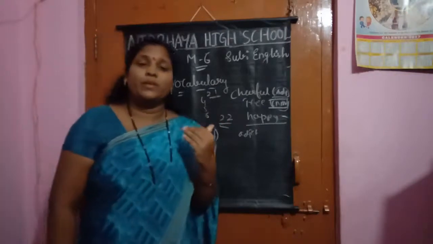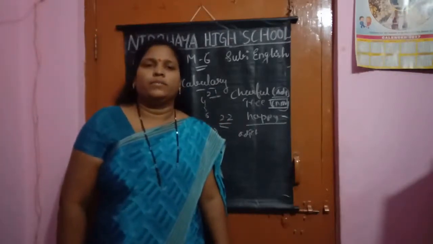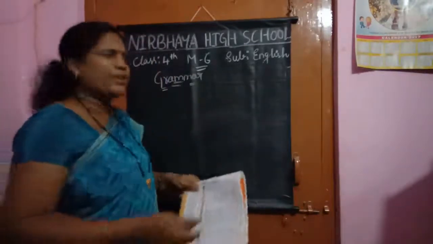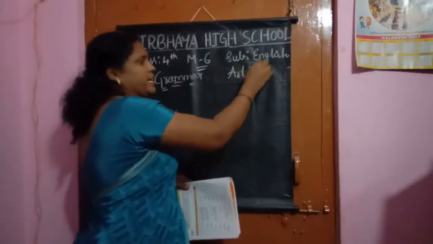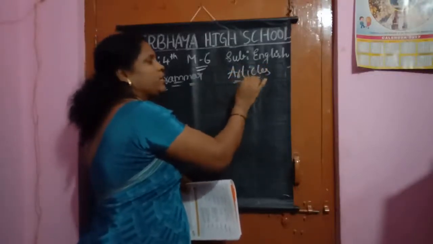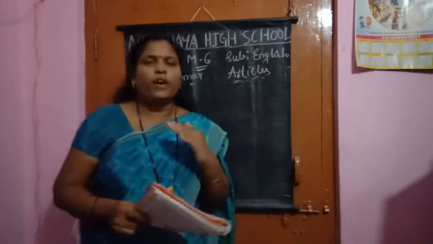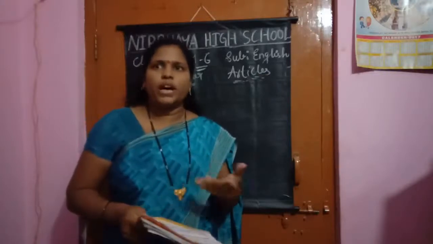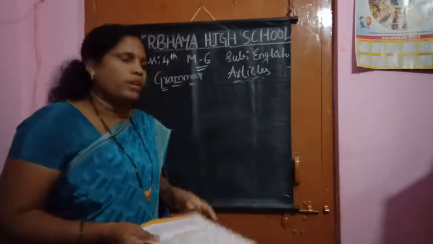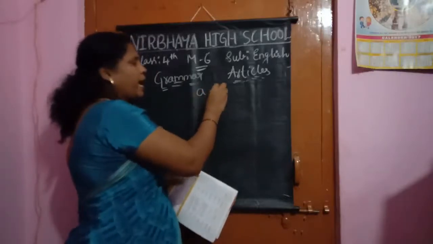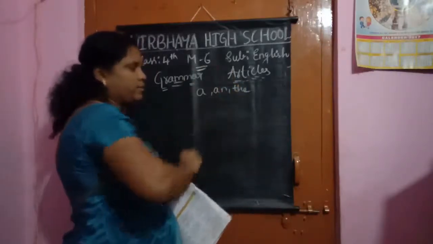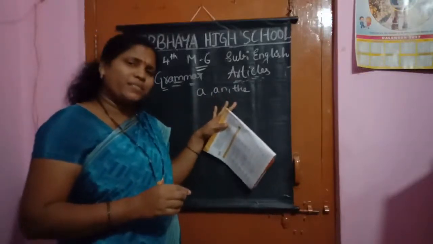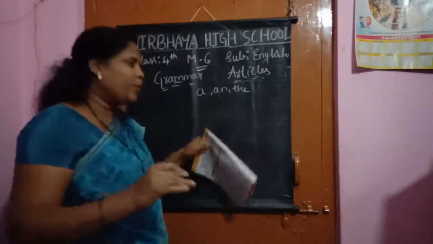Okay. Now we are going to learn about the grammar part. Yes, children. In the grammar part, what is the topic? Today's topic is articles. In your last classes, in your third class, you have learned. Before, I'm explaining again now. First, I will introduce articles. What are the articles? Tell me, children. Yes, very good. A and the are articles. Before going into the articles, we want to know how we will use these articles. So I'm teaching you today.